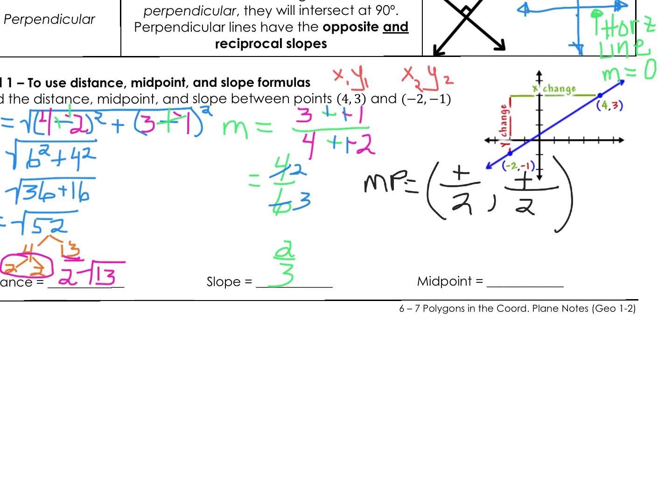So your x values are 4 and negative 2. Your y values are 3 and negative 1. So 4 plus a negative 2 is 2 divided by 2. 3 plus a negative 1 is also 2 divided by 2. And then 2 over 2 reduces to 1. So your ordered pair is (1, 1).